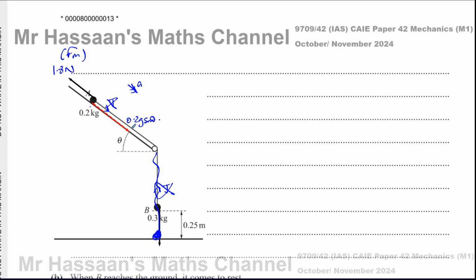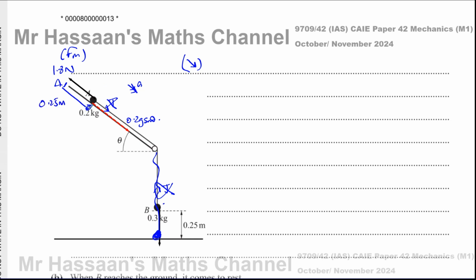But what's going to change is there's no tension now in the string. So the tension's gone, and there's going to be a new acceleration. If we resolve the forces down the plane, we can find the acceleration. Now B's out of the picture, just hit the ground. So A moved from this point to this point, so far 0.25 meters.